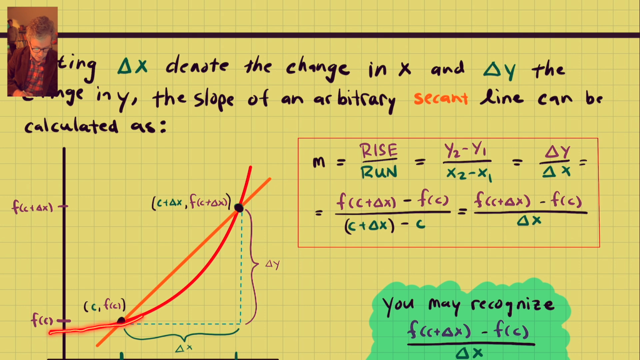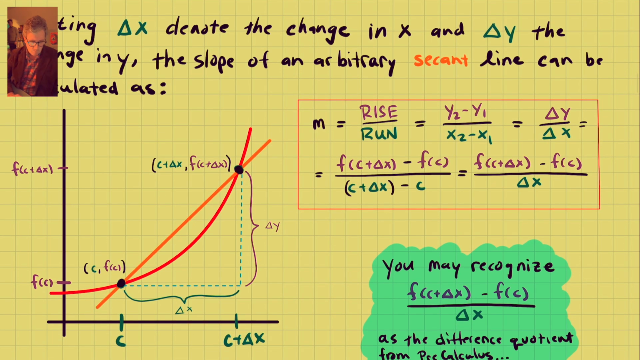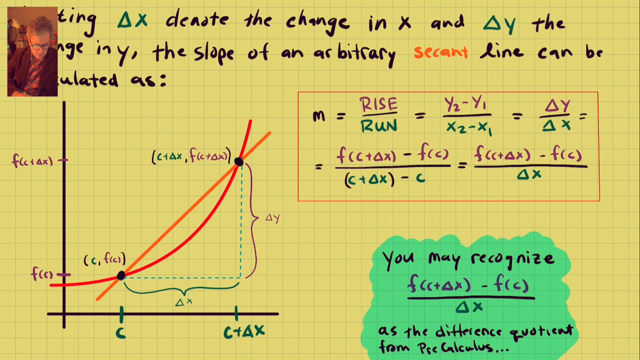I've got the function here in red. And then on top of that, I've laid in an arbitrary secant line. The secant line intersects the curve here, and it intersects the curve here as well. Okay, 2 points. And that's what we mean by a secant line. It's like a tangent line, except that it intersects the curve at more than 1 point. And I've also laid in some axis labels here.